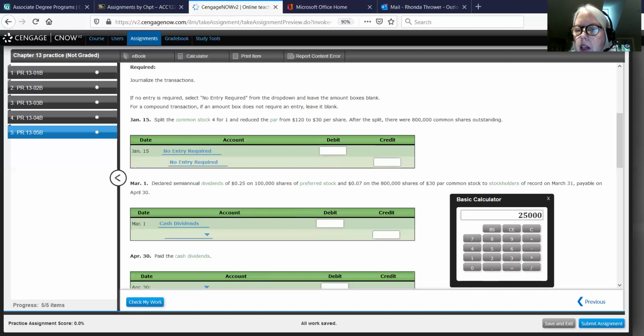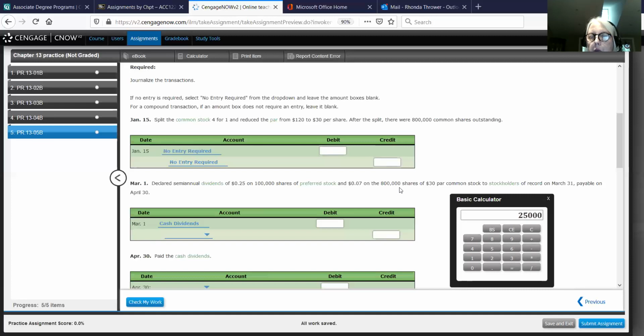So I want you to write that down. Hold that thought in your mind. 25,000 is going to be paid to our preferred stockholders. Then what we're going to have to do is figure out what we're going to pay to our common stockholders.